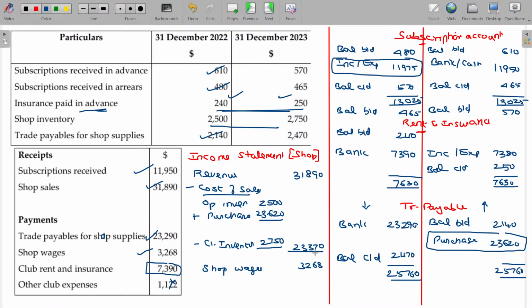From here, cost of sales is subtracted, then I will get 8,520. From the 8,520, you can subtract the shop wages. So profit on shop for the year 52,000. This is what about the profit from shop. Clear? Hope you'll be now able to understand the structure here.